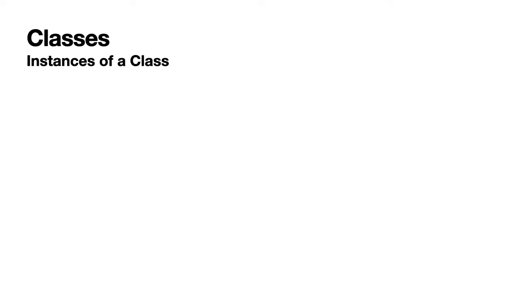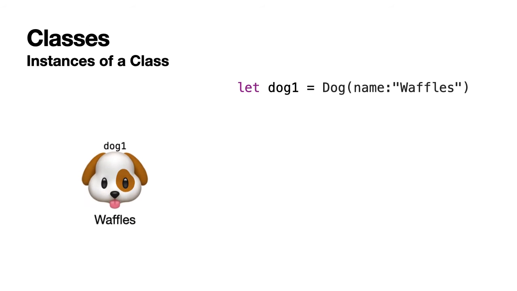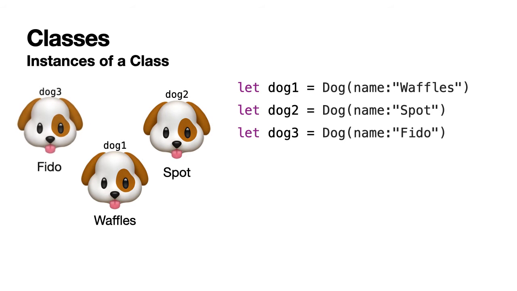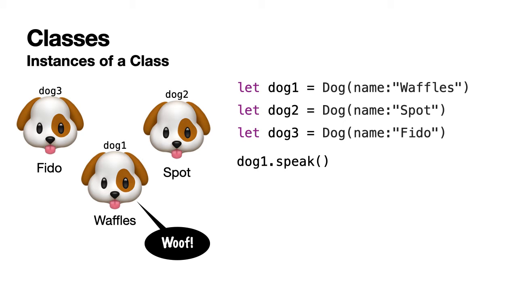And when we want to use our class, we call the initializer of our class to create an instance. We can create additional instances by using the initializer again, and then we can store those instances in other variables. We can call methods on each instance, or just specific ones to get them to perform an action.